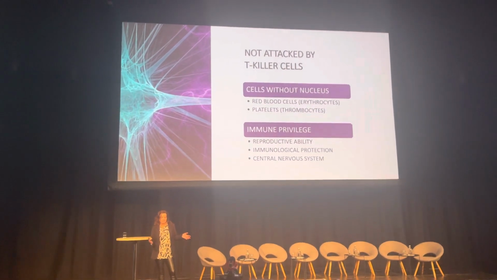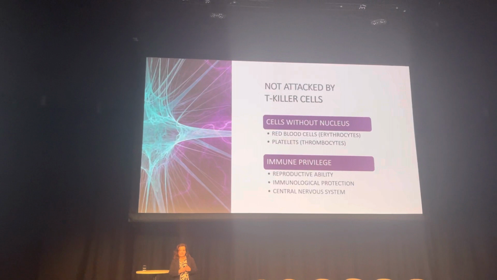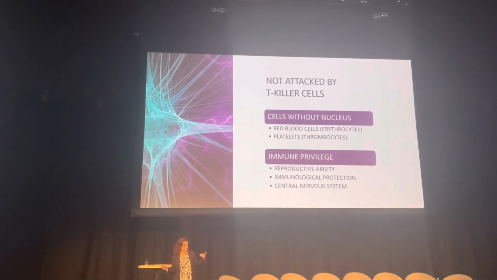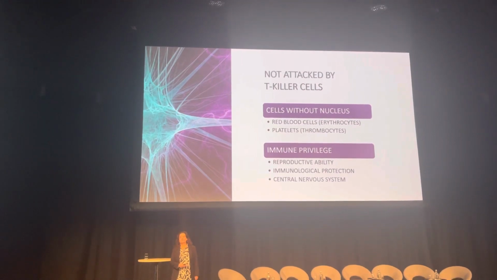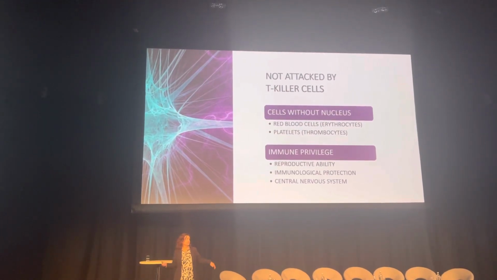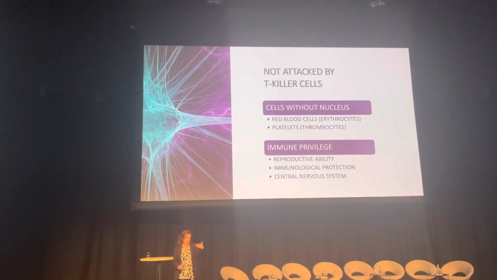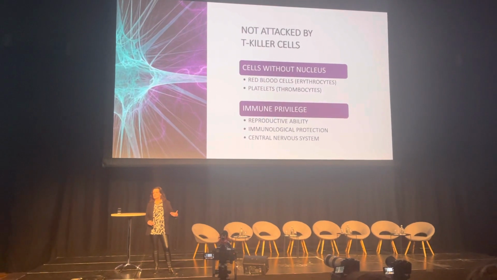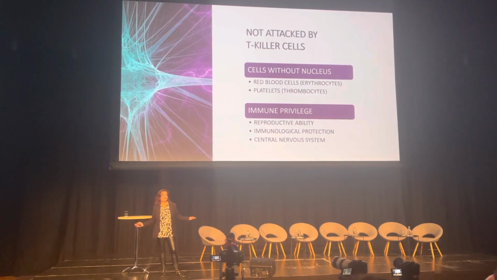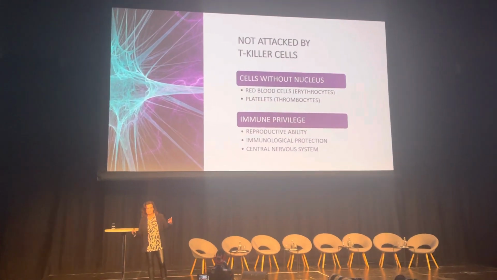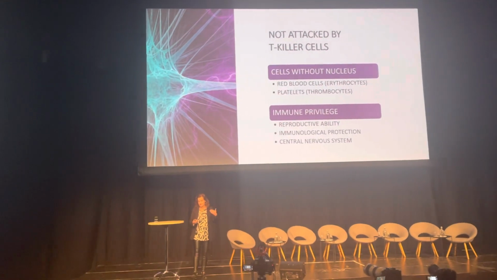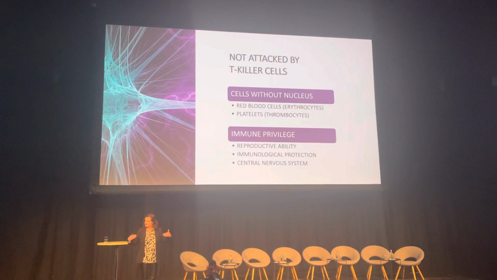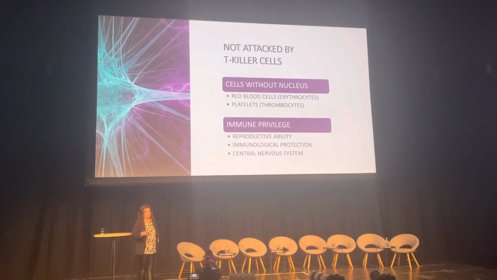And also immunological protection. If your immune system's capacity is eliminated, you might be in very much danger. The same goes for the brain and the central nervous system. If the central nervous system gets attacked, if you kill your brain cells, then functions like breathing, working, thinking are lost, it's very dangerous, and that would probably kill you. So these areas are protected from being attacked by the immune system.